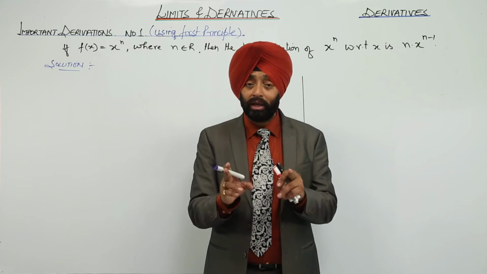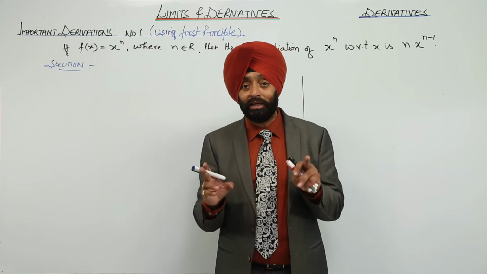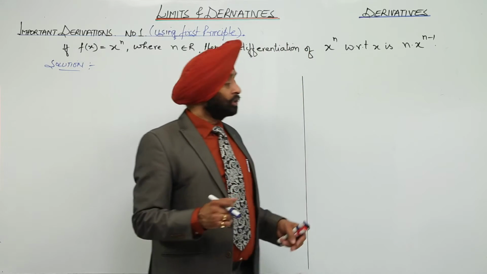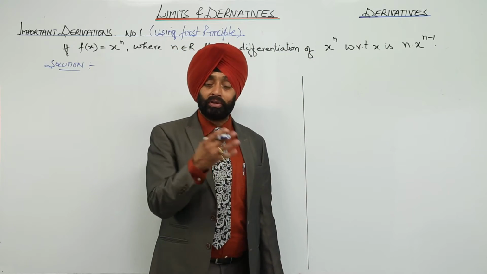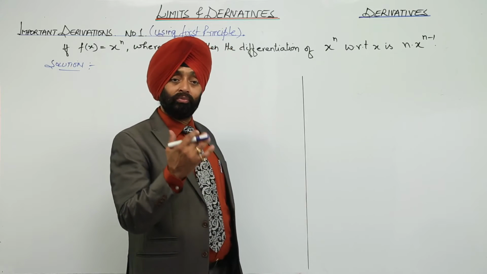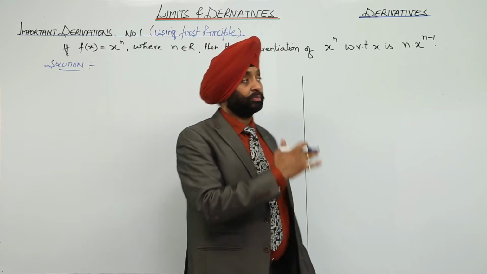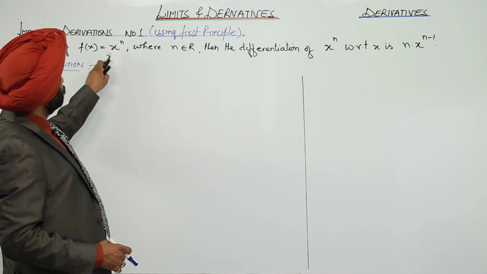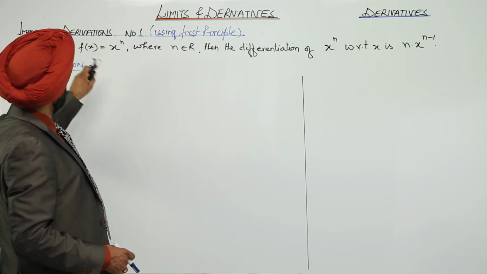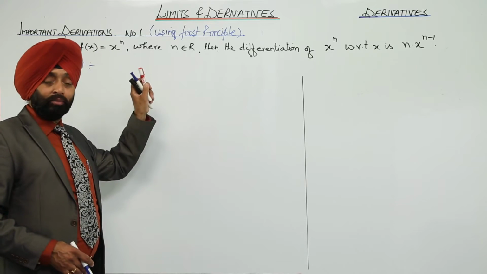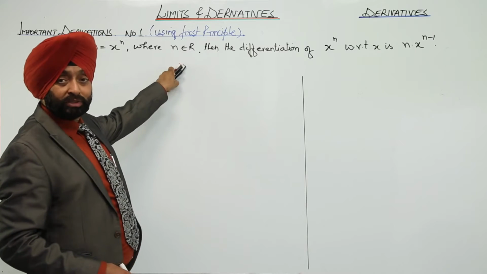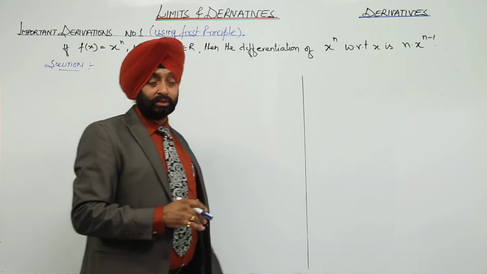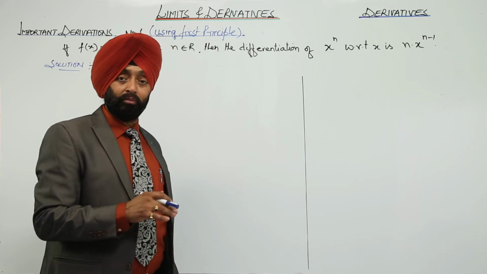But why are we not going directly? Because unless and until we know what the result is, how can we approach it directly? So all the basic results for the derivatives we are going to derive one by one using the first principle. The first basic thing is, what is the derivative of x raised to power n? If f(x) is equal to x raised to power n, where n belongs to real numbers, then the derivative of x raised to power n with respect to x is n times x raised to power n minus 1.